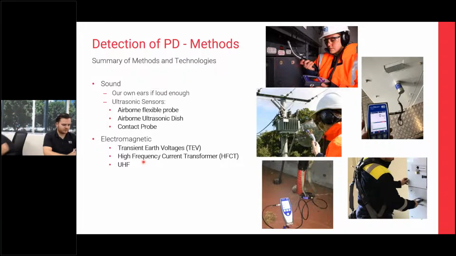We have a UHF sensor, which is this one right here. That's our main one. That's a UHF directional antenna. The old one was called a PD Hawk, and that is also looking for electromagnetic signals.